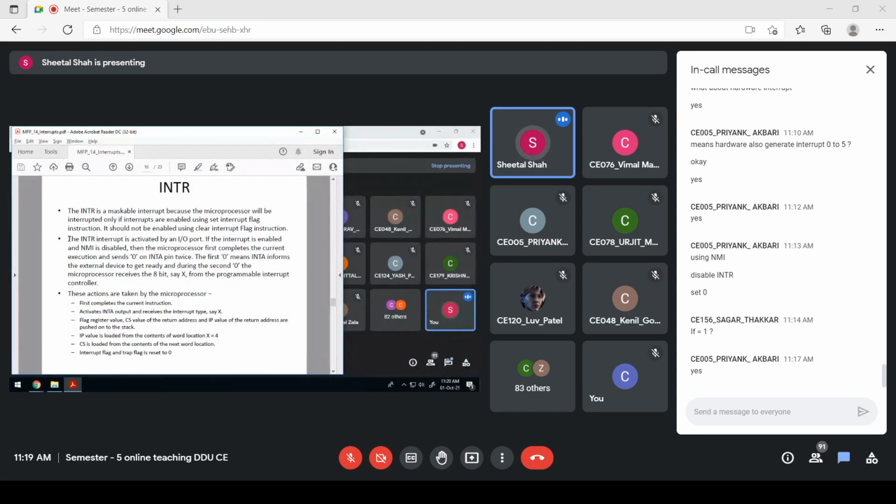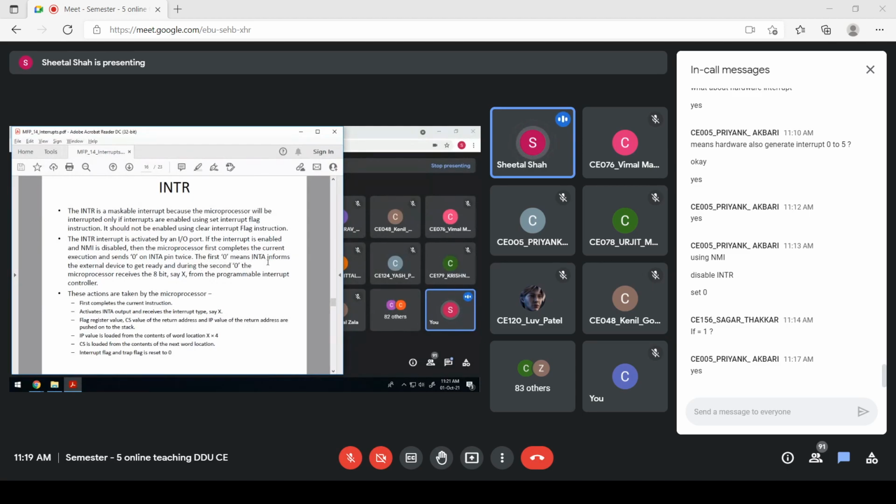So the INTR interrupt is activated by an IO port. If the interrupt is enabled and NMI is disabled, only then can it service the interrupt coming at the INTR pin. Whereas if NMI is enabled, then this INTR interrupt would not be served. Then the microprocessor first completes the current instruction and sends 0, that is the low signal, on the INTA pin twice. As I said, a low signal, because it is INTA bar.